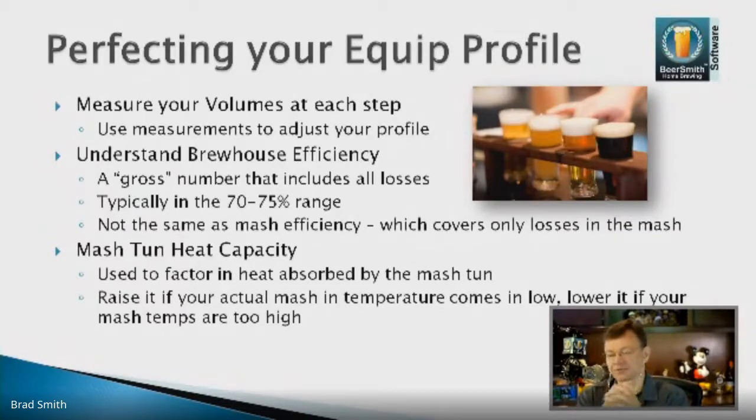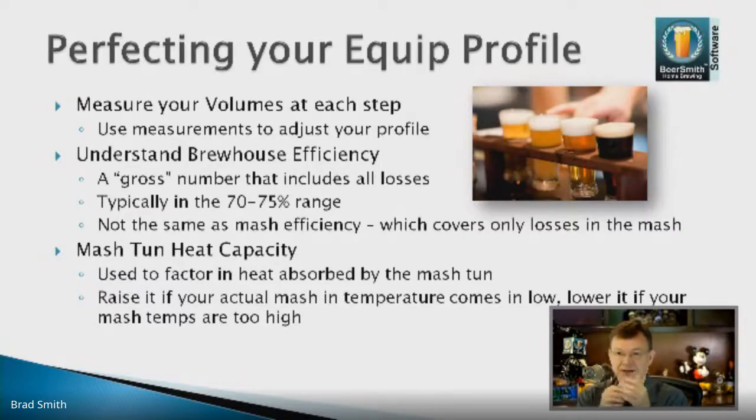And the other number I wanted to explain a little bit that's in the equipment profile is the mash tun heat capacity. That's really just a factor to try and estimate the heat absorbed by the mash tun. And this particularly is a concern if you're doing an infusion mash. You have to basically add a few extra degrees of hot water, extra heat to it, in order to raise the temperature of your equipment. And so that really is captured in this mash tun heat capacity factor.